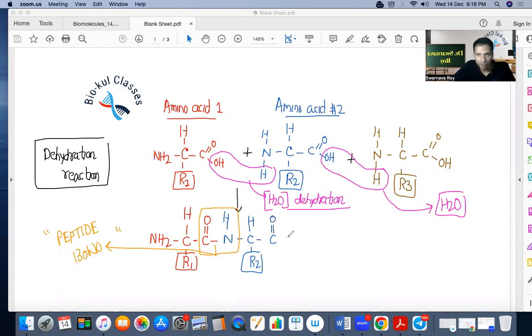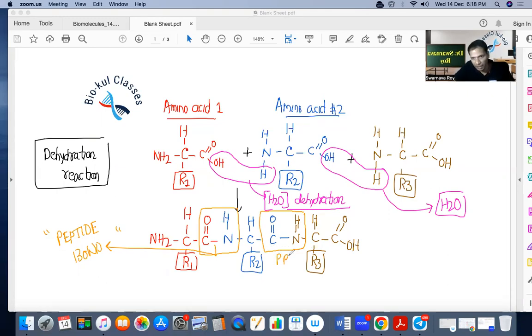CO, and now the brown amino acid here: NH, CH, this is the R3, this is the CO, OH. So again, we have the formation of the orange box, which is the peptide bond.